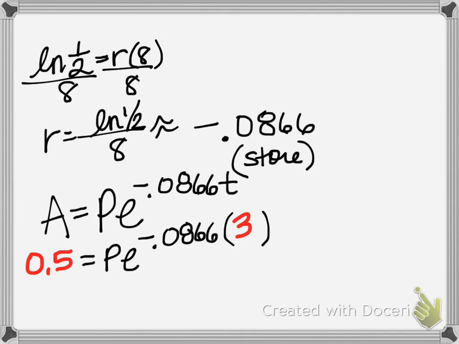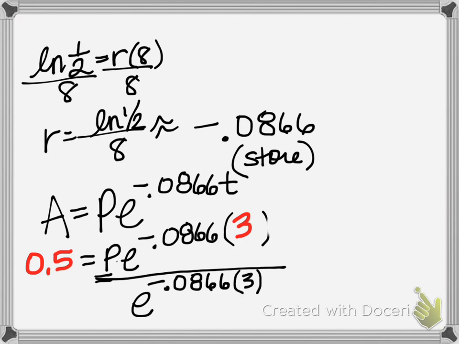However, note that this exponent, we know it, it's a number. What we're trying to solve for in this case is P. And P is being multiplied by e raised to this power. So we do not need a logarithm to solve for P here, but rather we're just going to divide by e to the negative 0.0866 times 3 power. And we'll divide by that on both sides. And then we're going to go to our calculator to do this computation.